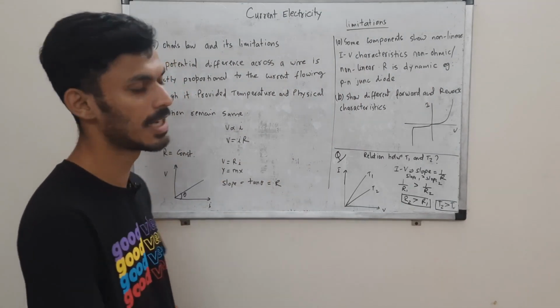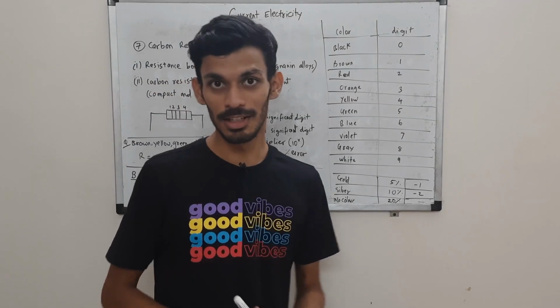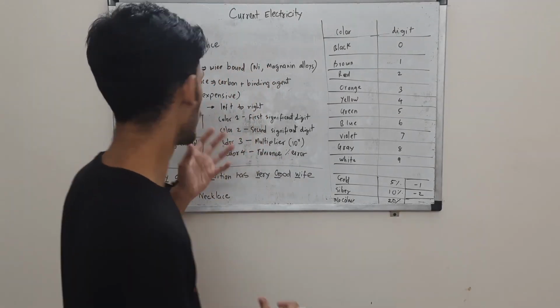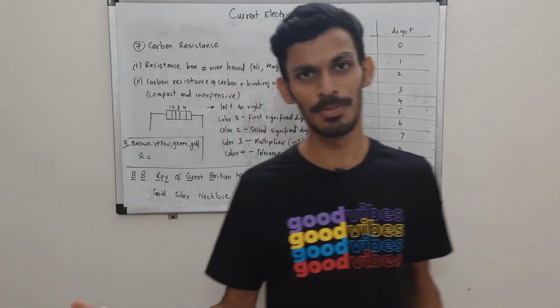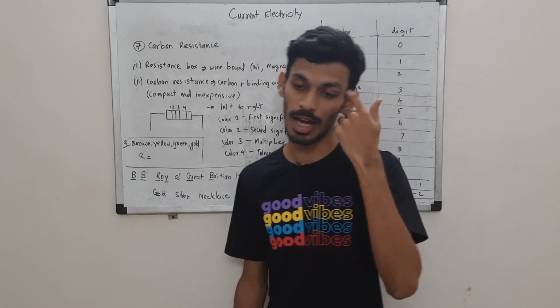Okay, so that's about this section. Over to the next one. Topic number 7, here we will be discussing carbon resistors. First of all, you deal with two types of resistors mainly in your laboratory. You'll have the resistance box and also the carbon resistor.